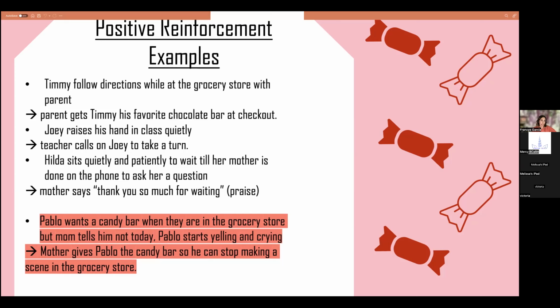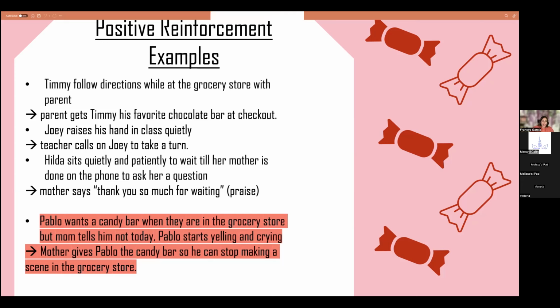Next example, Joy raises his hand in class quietly. Teacher calls on Joy to take a turn. So Joy is sitting in class. He's raising his hand quietly. He's not making any disruptions in the classroom. He's doing whatever the set direction was: sit quietly, raise your hand. And because he had his hand up, he was called to answer or to take a turn. That is a form of positive reinforcement. That could be like a social thing, social praise, so attention.